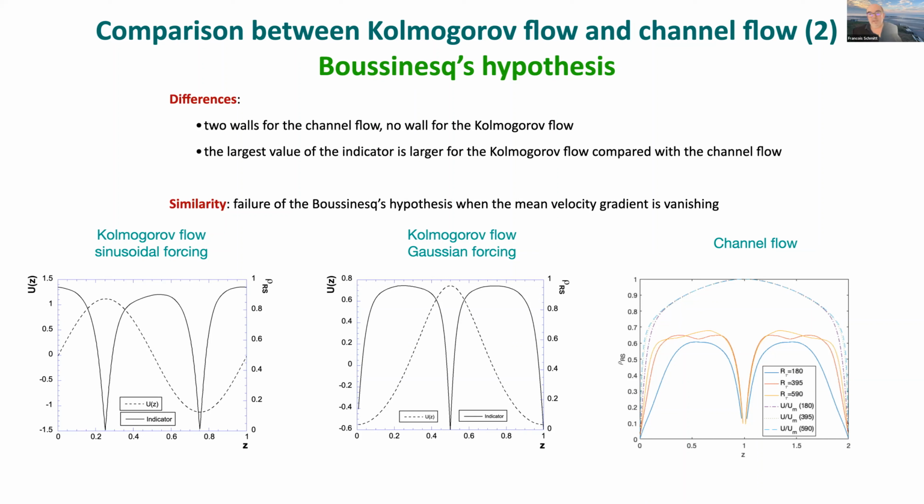And another common point is that, as we already saw, when the mean shear is vanishing, the hypothesis is not working. Here we have two situations, and here you have one, and here you have one, and also two close to the wall.